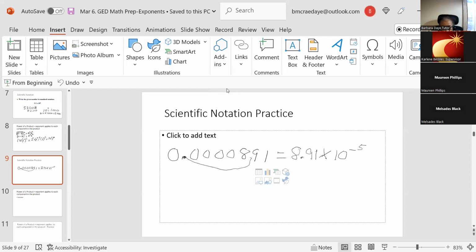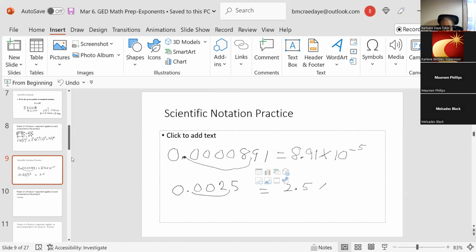Okay, Mercedes, do this one. 0.00 25. What is that equal to? 0025. Where would you move the decimal point? What would be the power? I will move the decimal point between 2 and 5. Okay, there we go. So you're moving it to the right between the 2 and the 5.